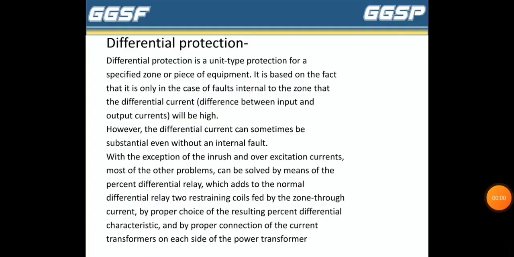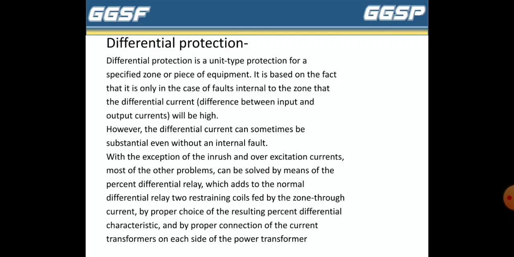The hotspots are determined by thermography method. Differential protection. Differential protection is a type of unit protection for a specified zone or piece of equipment. It is based on the fact that it is only in the case of faults internal to the zone that the differential current, that is the difference between input and output currents, will be high. However, the differential current can sometimes be substantial even without an internal fault.